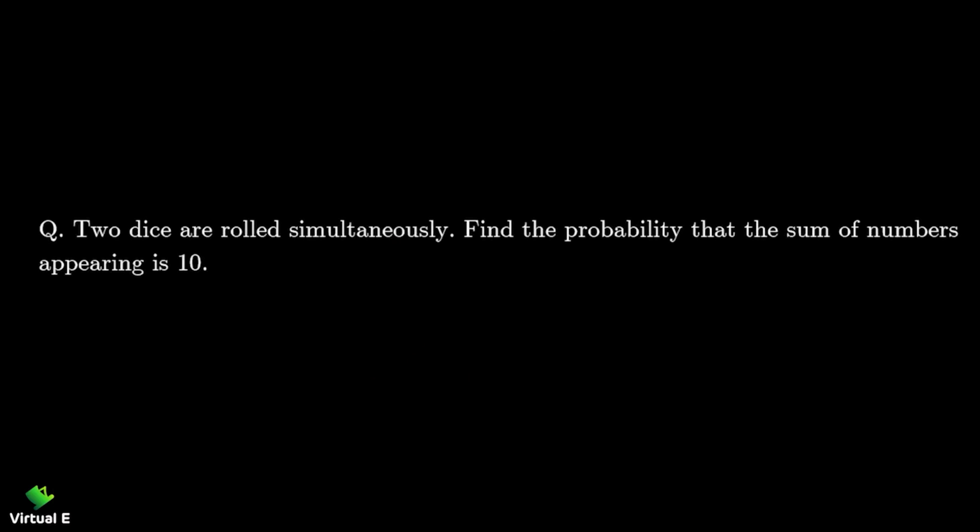So we have two dice. Let's read the question one time. Two dice are rolled simultaneously. Simultaneously means together. I'm throwing one die with one hand, another with the other one. Find the probability that the sum of numbers appearing is 10.